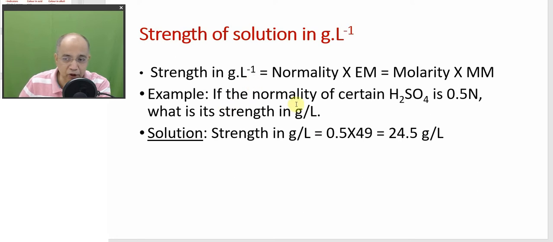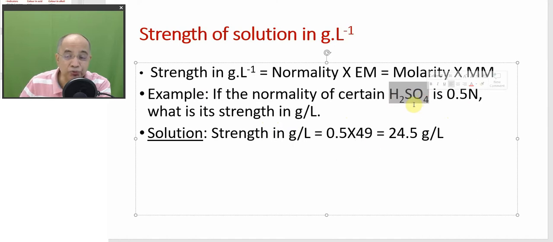For example, if the normality of a certain sulfuric acid is 0.5 N, what is its strength in grams per liter? Simply 0.5 into its equivalent mass. Equivalent mass, the N factor as an acid is 2, so 49. 0.5 into 49, 24.5 grams per liter is the strength of the same sulfuric acid, having normality 0.5 N.